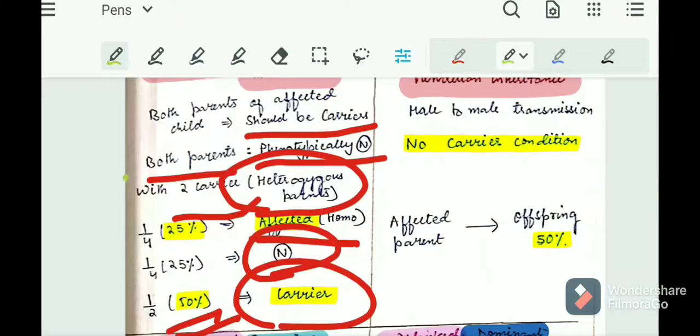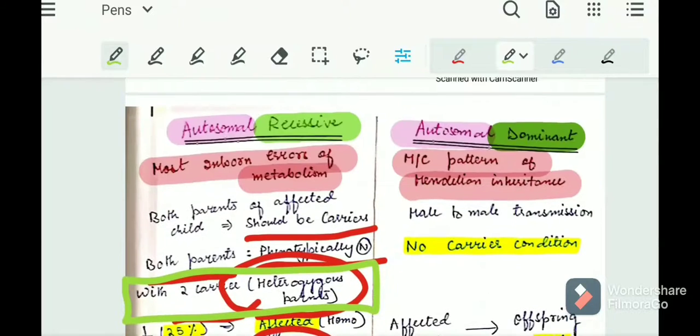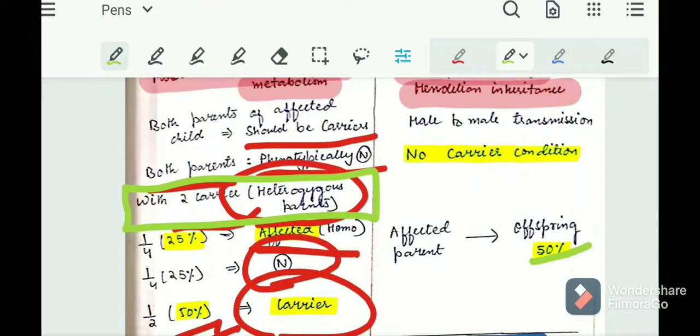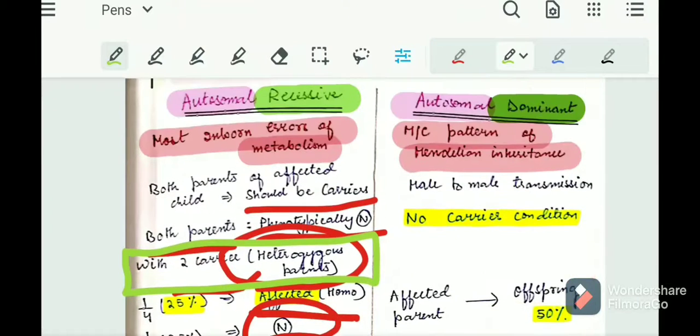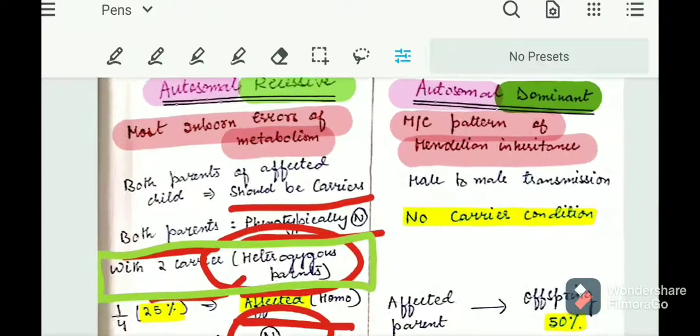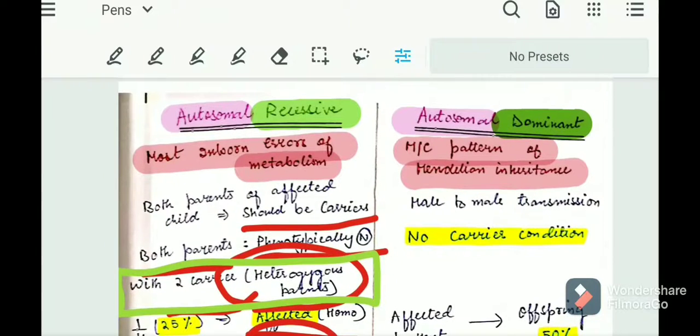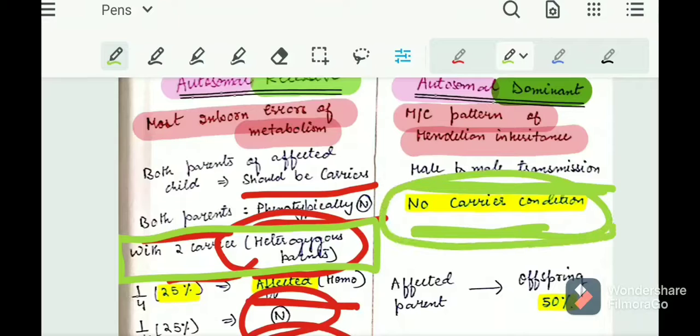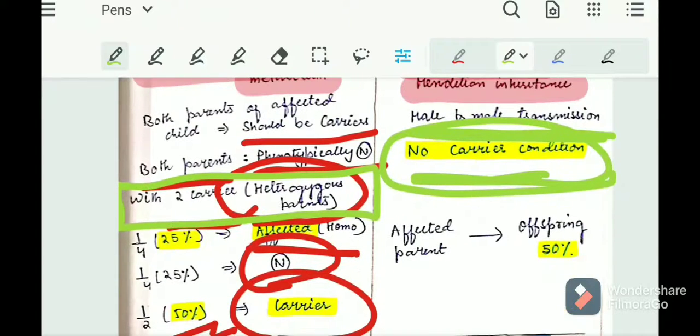This is the situation for two carrier or heterozygous parents of autosomal recessive disorder. Okay, now let's see autosomal dominant. This is the most common pattern of Mendelian inheritance. There is male to male transmission and no carrier condition. Look at this, no carrier condition. An affected parent will have 50% of offspring affected.